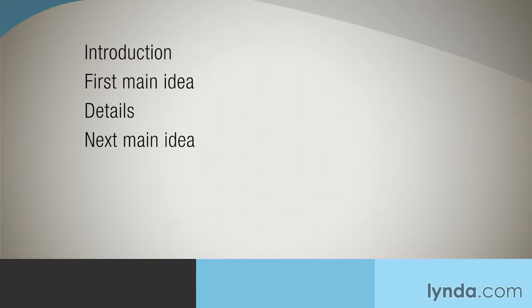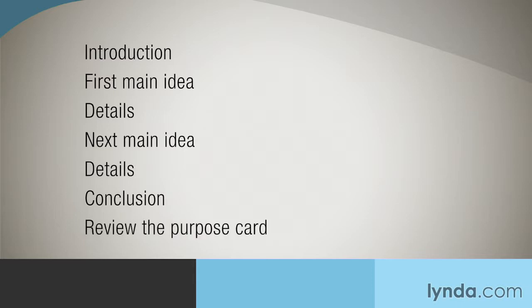Put the index cards in order by following this sequence. Start with the introduction card. Then go to your first main idea. Support that main idea with its details in the appropriate order. Then go to your next main idea, followed by its details. After sequencing all main ideas and details, end with the conclusion card. Review the first card you wrote, the purpose card, to ensure you've achieved your objective in writing the presentation.